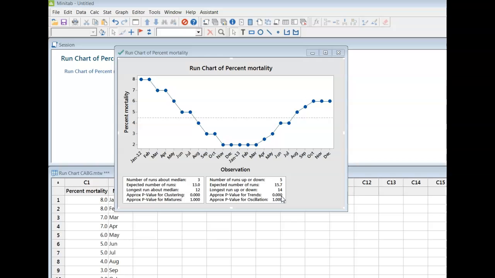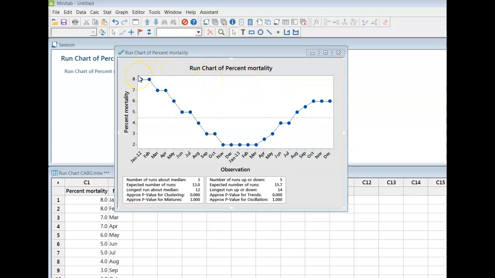And really, we're expecting 6 or 7 trends. We're only getting 2, and therefore these data are showing assignable causes. And if you were the person looking at these data, you would want to go investigate further.